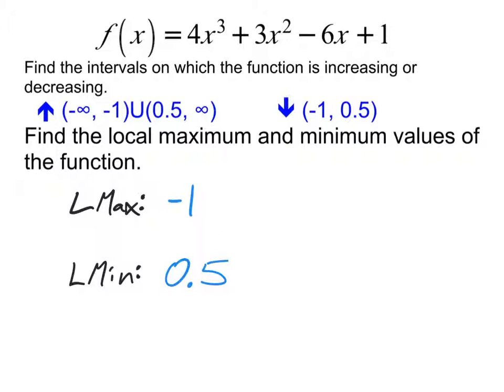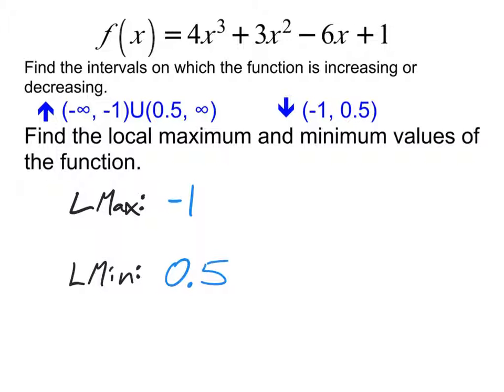Now, a little detail here. Notice these two numbers I put down for the local max and local min. Those are what? What would those actually represent? What variable are those? Those are actually my x values.